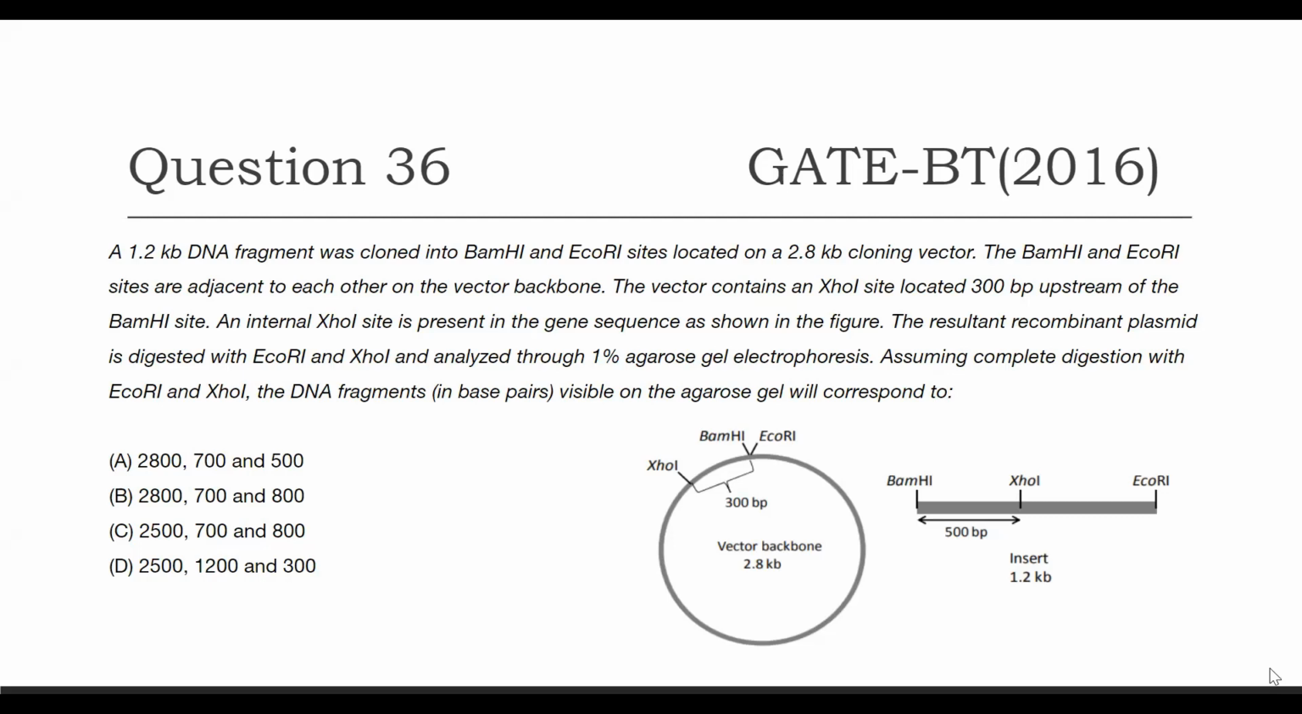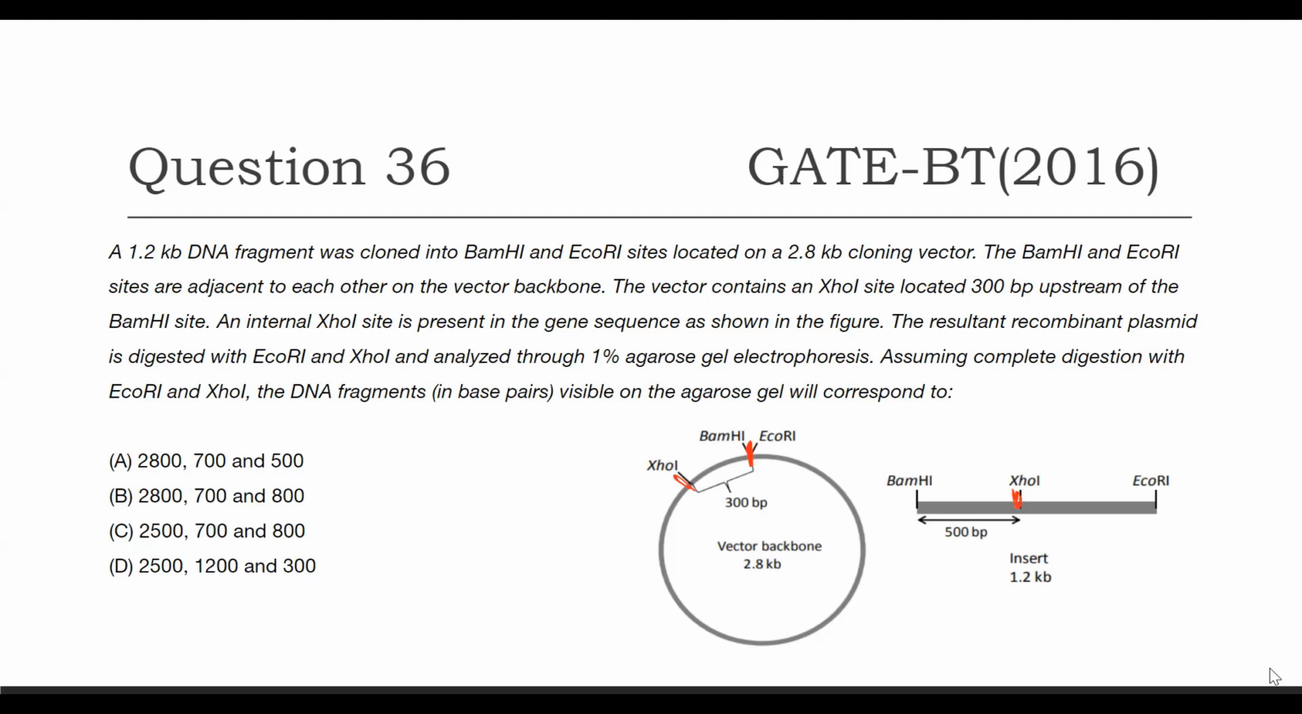The question is that a 1.2 kb DNA fragment was cloned into the BamHI and EcoRI site located on a 2.8 kb cloning vector. The BamHI and EcoRI sites are adjacent to each other on the vector backbone. The vector contains a ZO1 site located 300 base pairs upstream of the BamHI site. An internal ZO1 site is present in the gene sequence as shown in the figure.